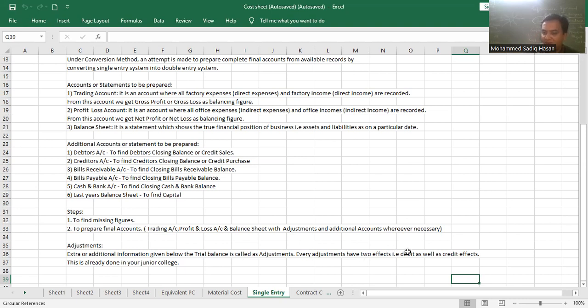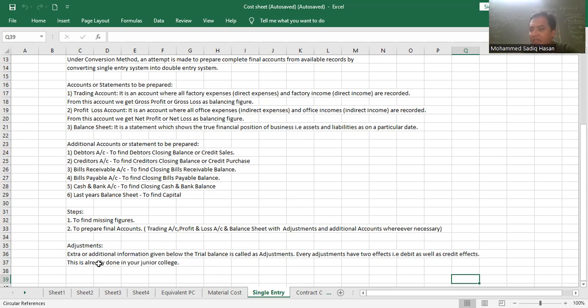Every adjustment has two effects, that is one debit effect and one credit effect. You have already done this in junior college, so it is similar to what we did in the previous year. The only thing is, here you will have to open some additional accounts. Getting good marks in this chapter is very easy because you have already done this concept in 12th standard. Only here you'll have to find some missing figures, make the additional accounts along with the normal account statements, and tally your final accounts.